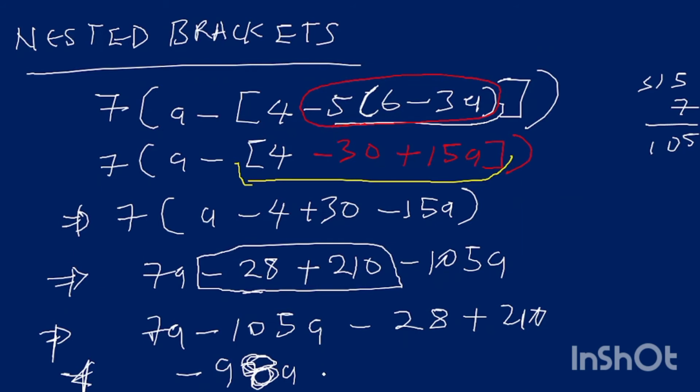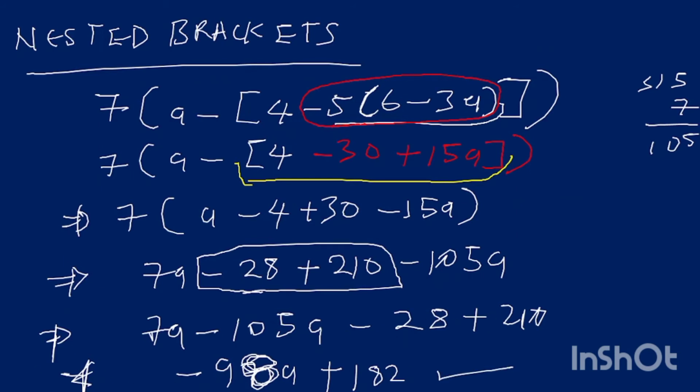Then minus 28 plus 210 will give me plus 10 off 18 in 200. That is about 182. So that will give me minus 98a plus 182. You can actually check this with your calculator and confirm. So this is the answer.